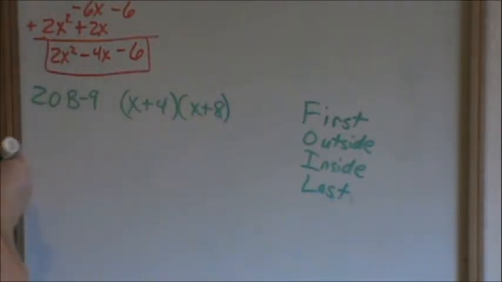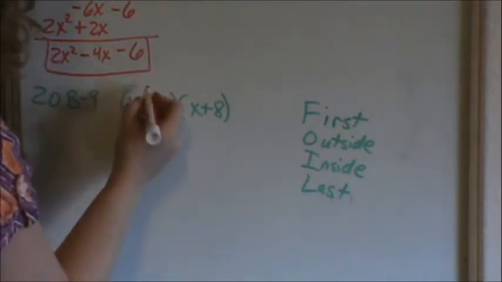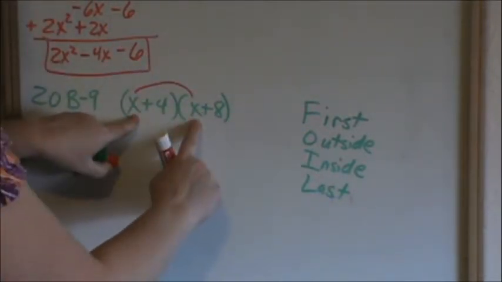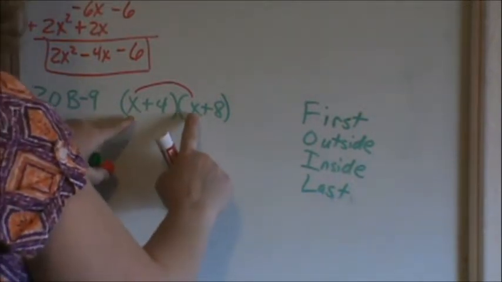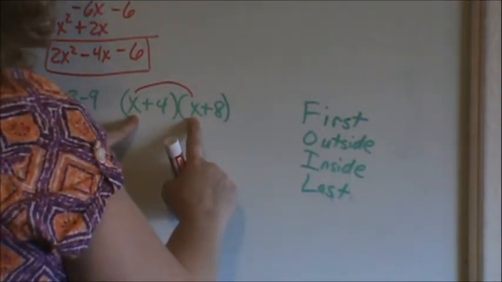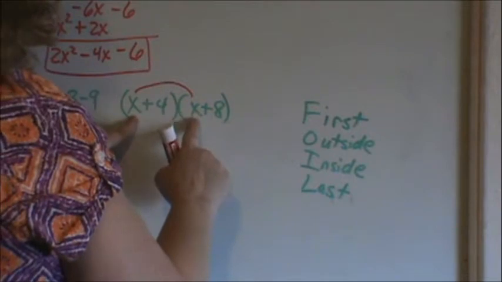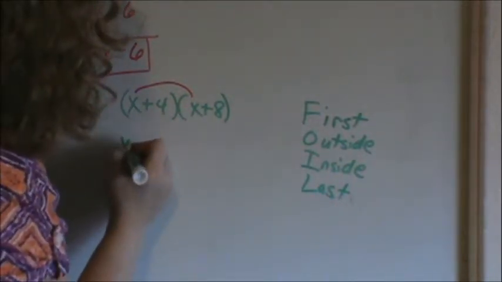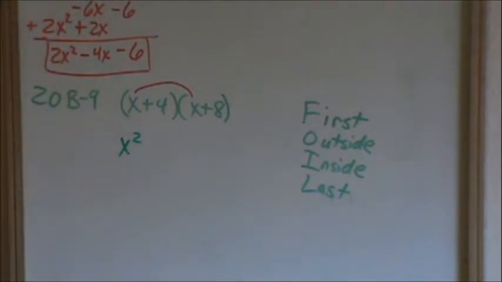First means I multiply my first terms. This is the first term of this parentheses. This is the first term of that parentheses. I multiply my first term of each parentheses together. X times x is x squared. Okay, x times x.